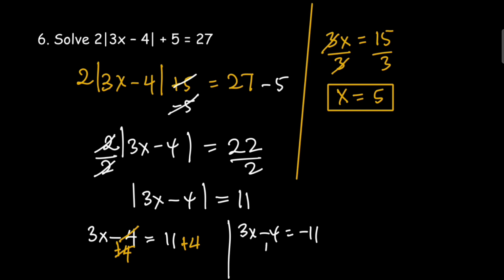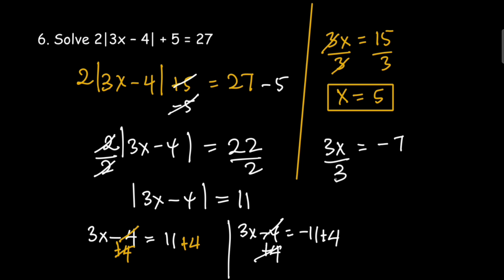Again, I'm going to have to add 4 on both sides like this, so that this negative 4 and this will go. Then we have 3x is equal to negative 11 plus 4, which is giving us negative 7. So we're going to be getting negative 7 right here.